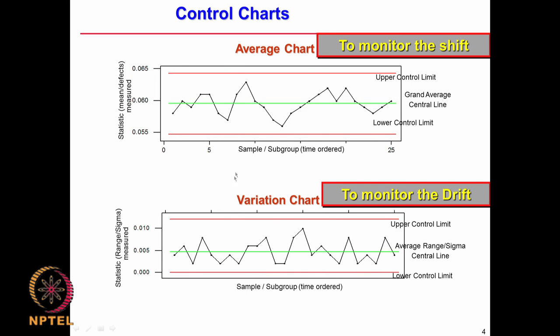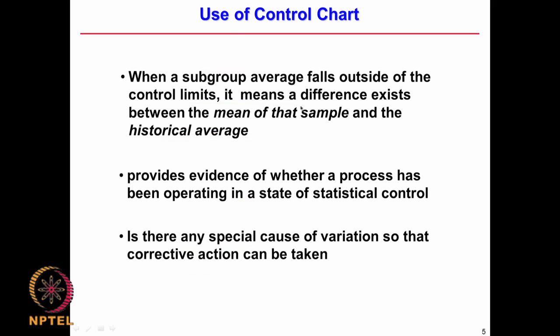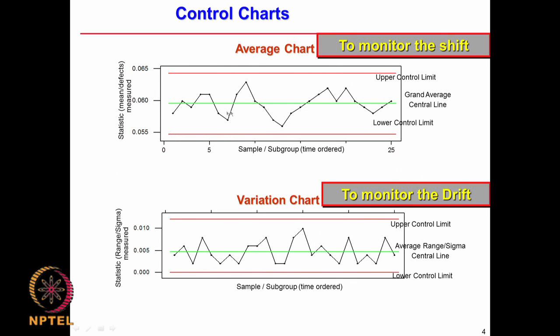When a subgroup average falls outside of the control limits, so if there is a data point coming here, then I should get worried. It means a difference exists between the mean of that sample and the historical average. It gives you evidence of whether a process has been operating in a state of statistical control. If it is all lying within the limits nicely, obviously we can say it is within statistical control. This is very important in many situations where there is manufacturing happening, chemical manufacturing, biochemical manufacturing, antibiotic manufacturing, biomaterial manufacturing.